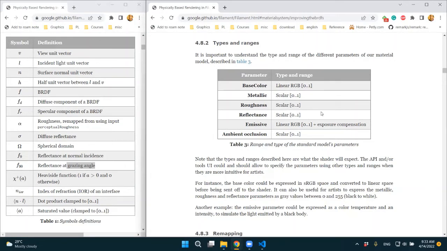Or you could pack it: U8 vec3 plus a float, I guess. Okay, I don't know. It could be expressed in SDR RGB space and converted to linear space before being sent off to the shader. Yeah, I guess so.